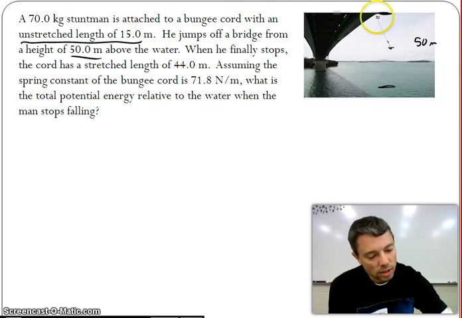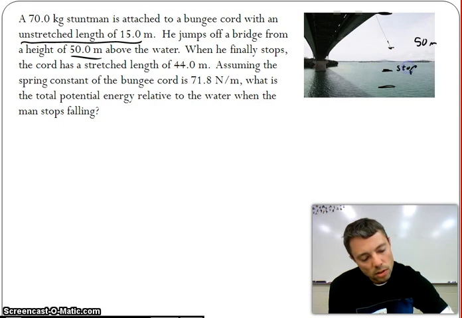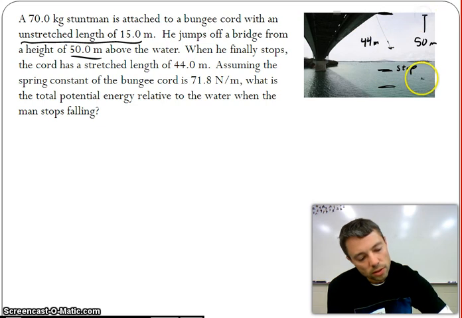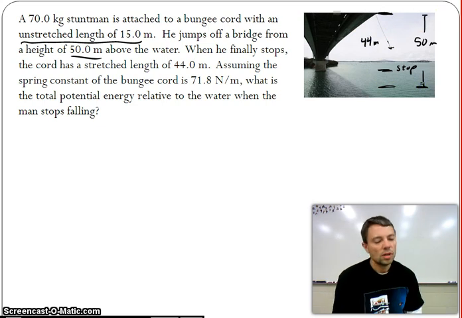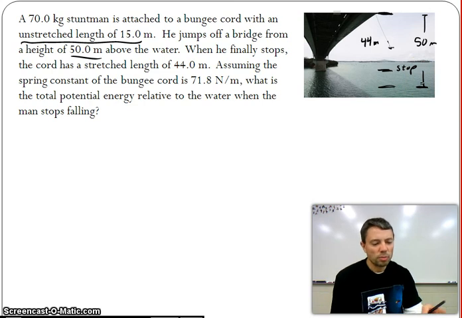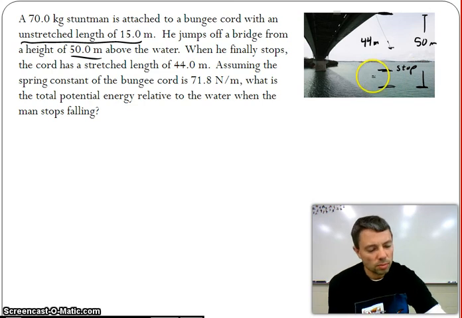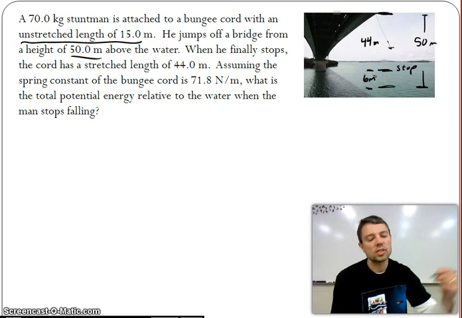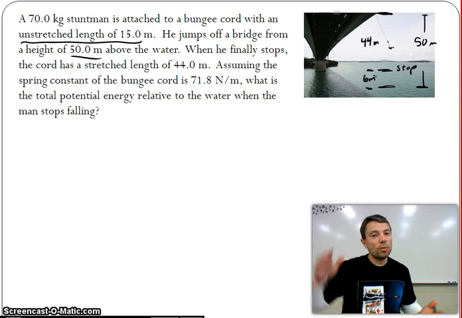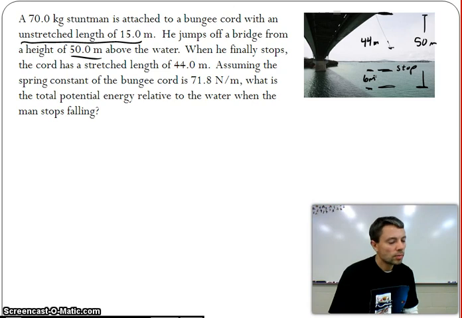So in other words, he's jumping, he's going to stretch, and this is his stop position. And from here to here, it's 44 meters, but from here to here, it's 50 meters. So in other words, he has a little bit of height above the water. Doing my quick little math here, 50 minus 44 is only 6 meters. So he's 6 meters above the water when the bungee cord is done stretching.